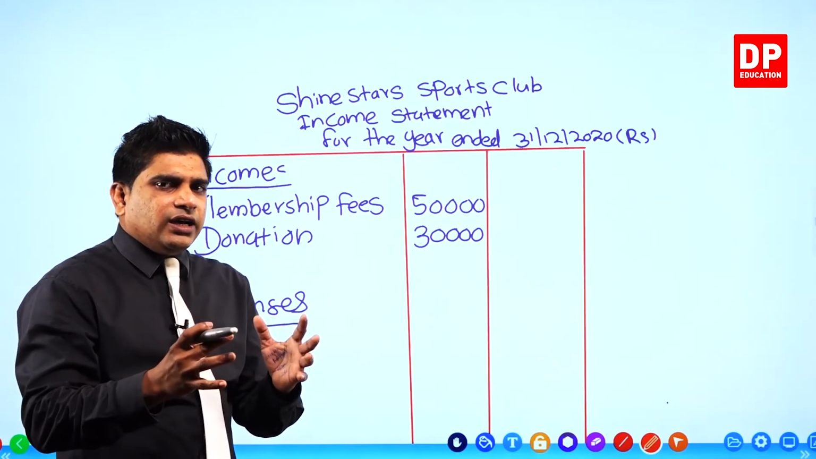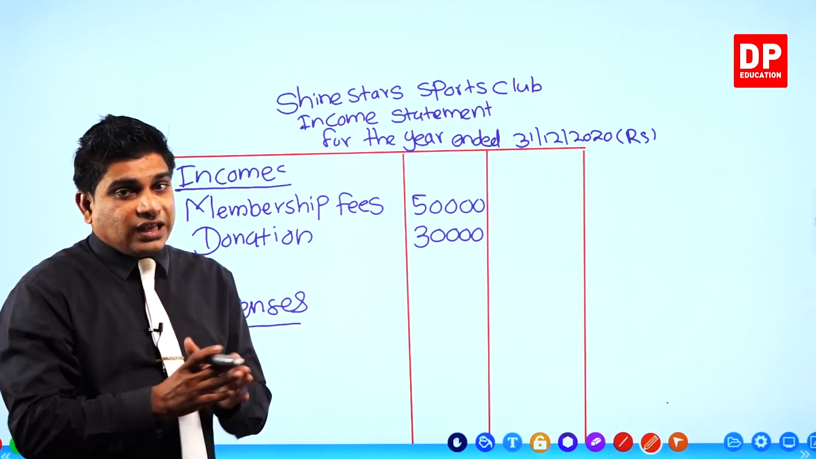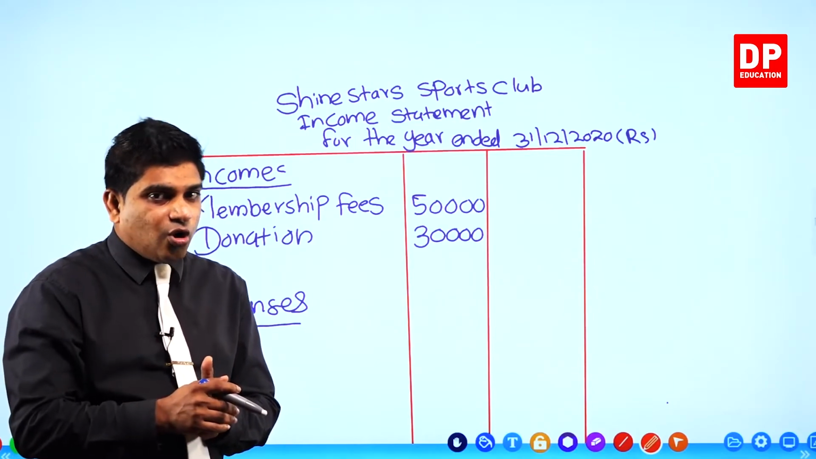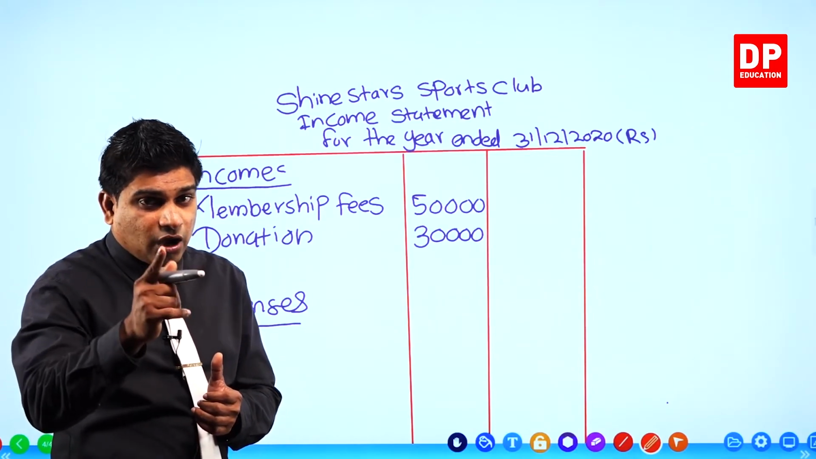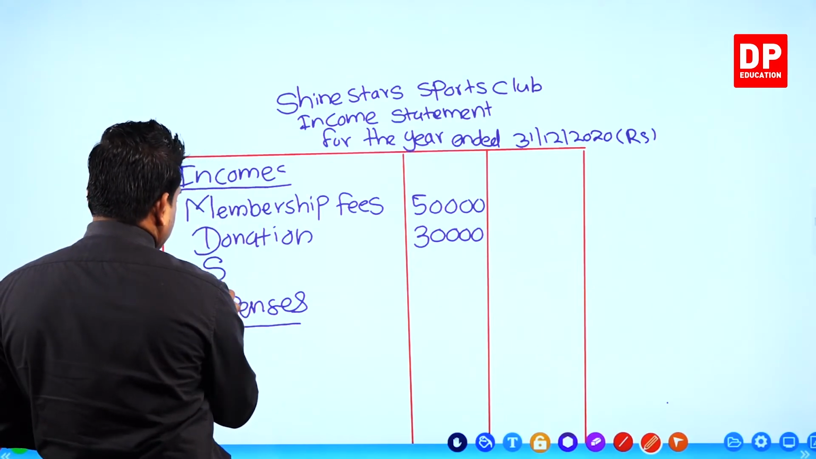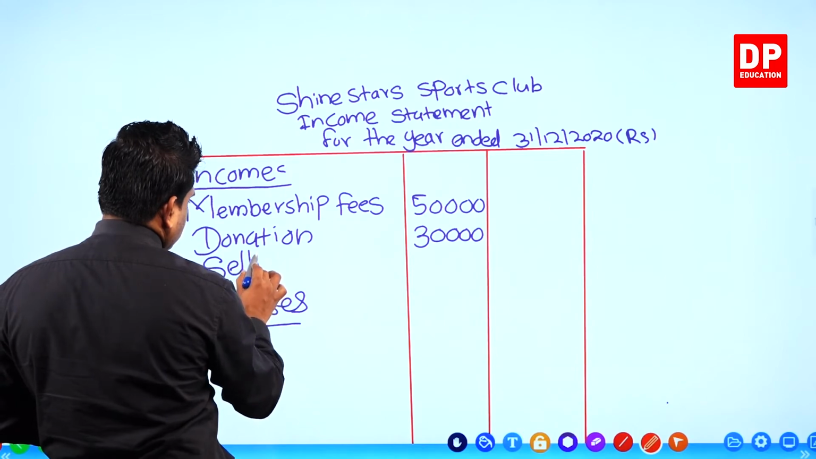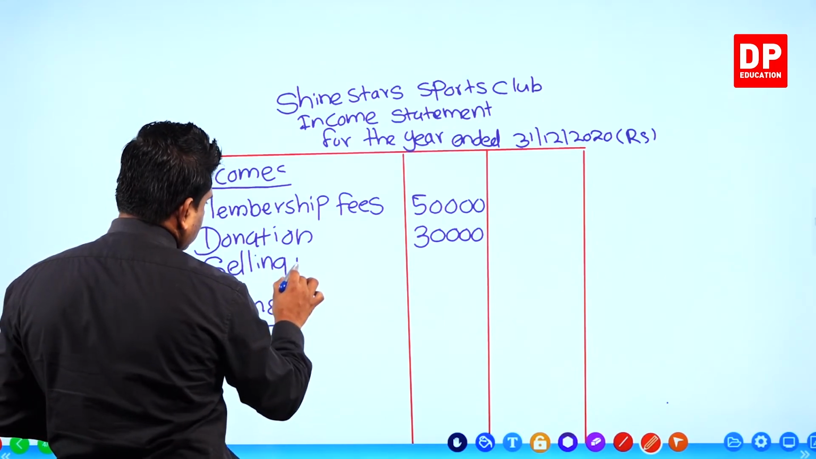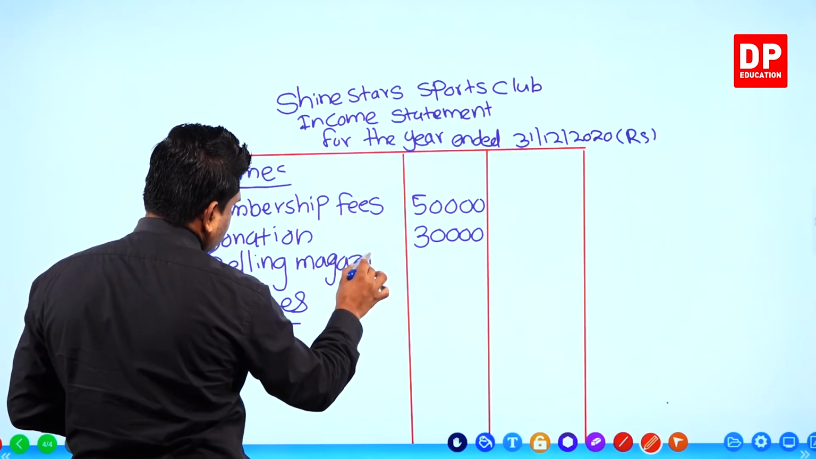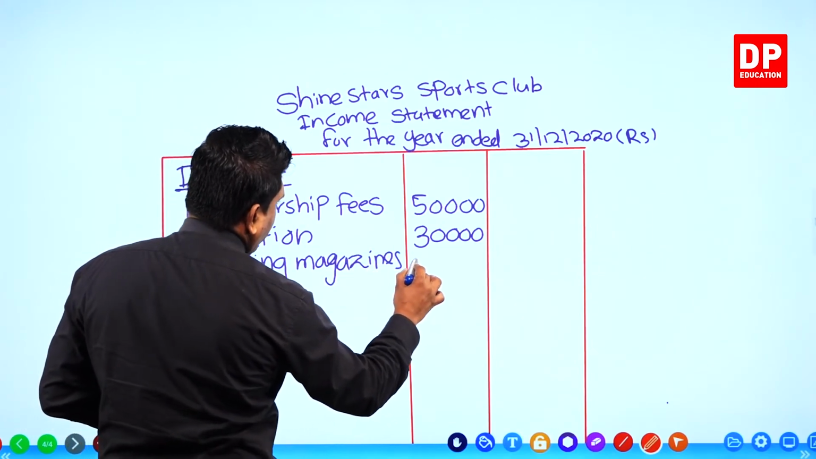This society earns income through selling magazines. It is 20,000. You put it here: selling magazines, $20,000.